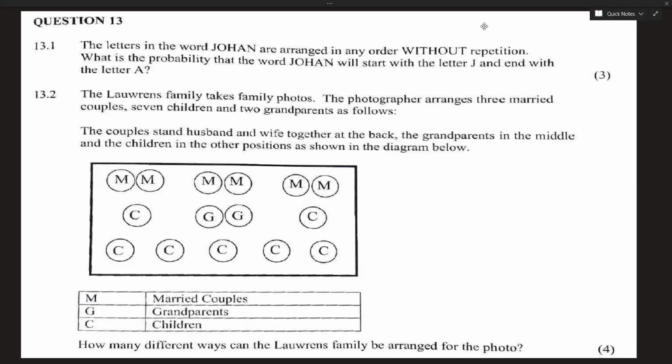In this video, we're going to be looking at the fundamental counting principles and permutations.